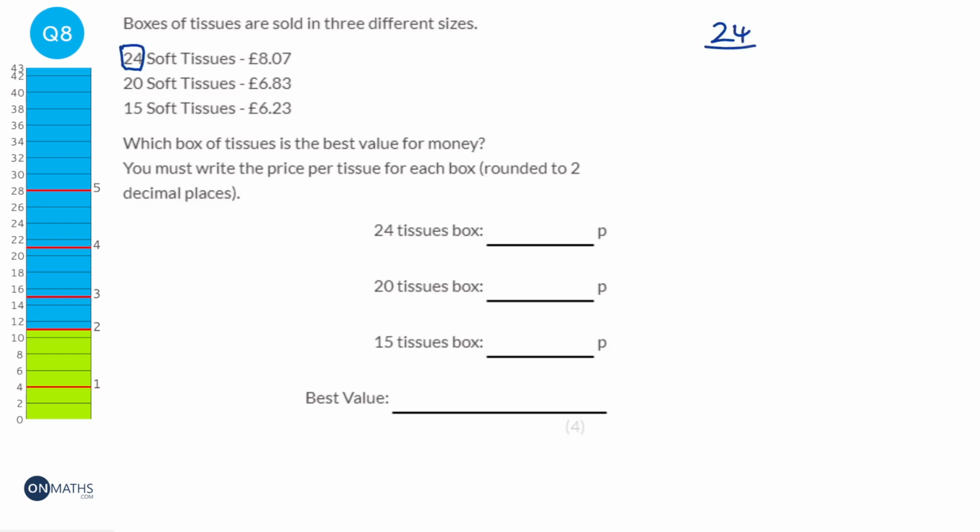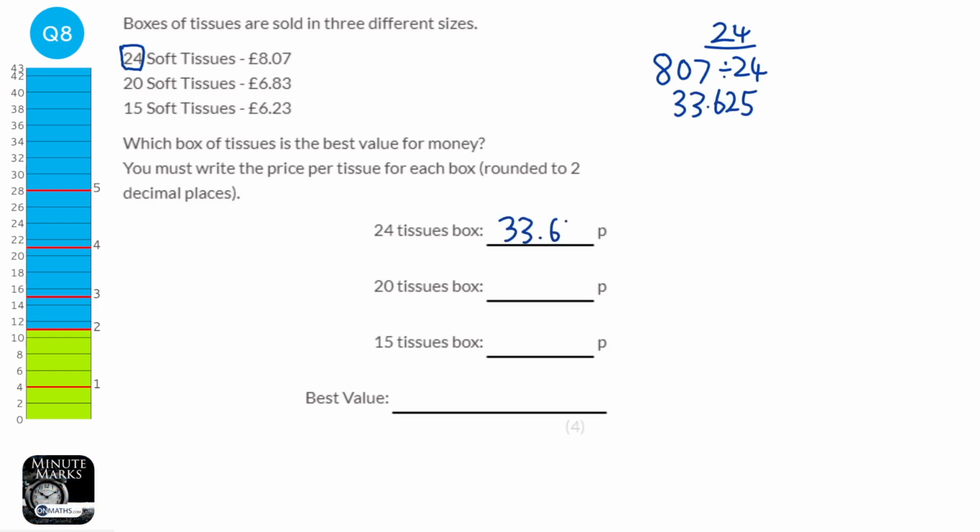What I'm going to do is convert the money into pence, just to mean that we don't have as much decimal. And we're going to do 807. I'm going to divide by the 24 to find out the price of one tissue. So that is 33.625. And so I'm just going to round that to 33.63. I'm just going to round everything to 2 decimal places, which it says in the question.